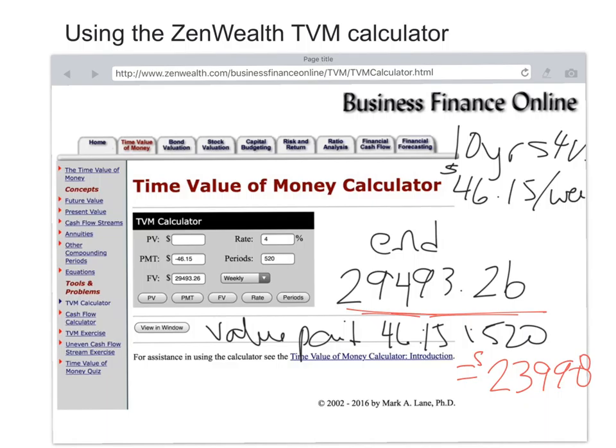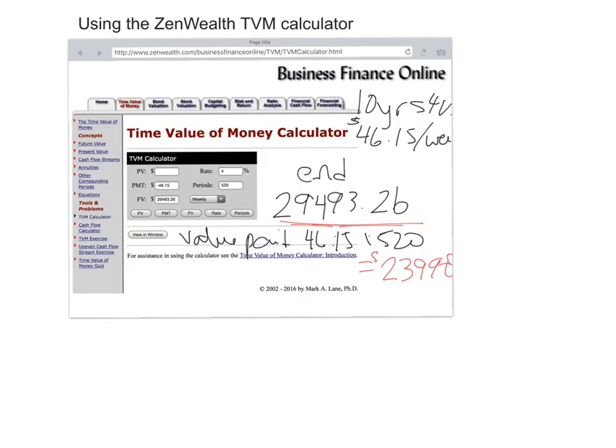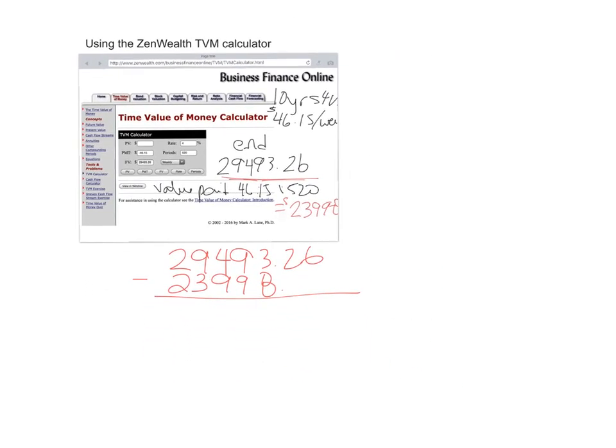So if I wanted to calculate the interest, I would just take the total value, $29,493.26, and subtract away the total amount that I've paid, $23,998 even, and let's see what that gives us. So that gives us what looks to be a total interest of $5,495.26. So that's not so bad for a 10-year investment. So that's the way that we are investigating our annuity with the time value of money.